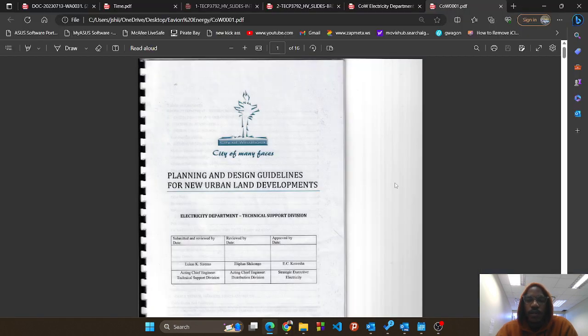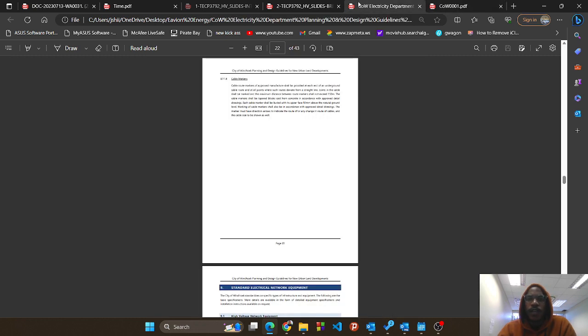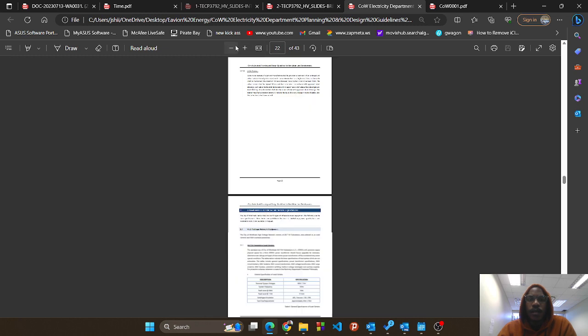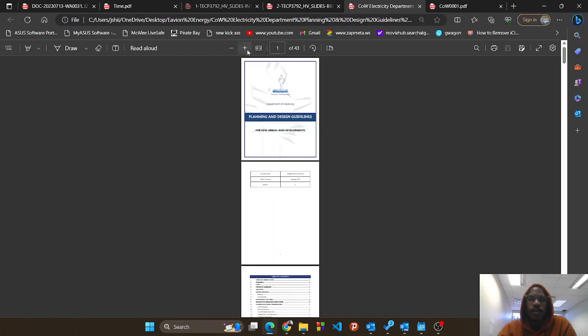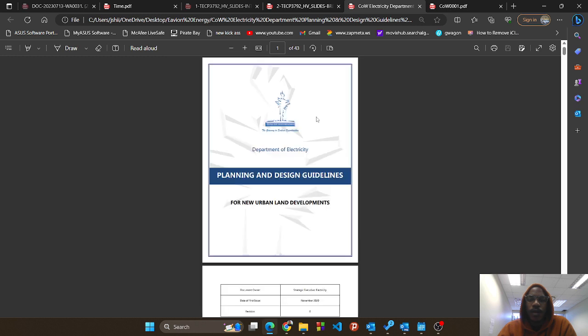So today we'll be looking at the reticulation part, which is the planning and designing guidelines for new urban land development. This is a scanned book. This is outdated though. There is a new revised book which is 43 pages, but it pretty much has almost the same information. But I'll be taking you through the other one because it is much better interpreted, although it is outdated, it's still the same.